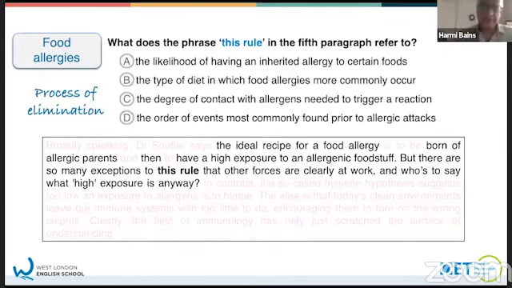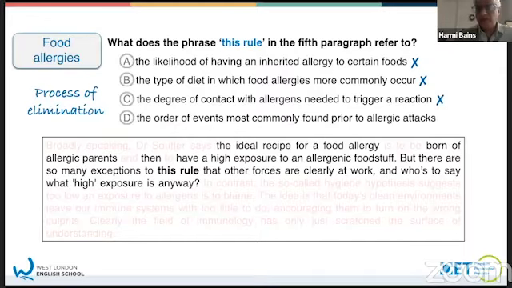I've got process of elimination again, because if you're not sure, and I think this is quite a tricky question, you can always eliminate the wrong answers. Option A talks about the likelihood of having an inherited allergy. There was nothing about a likelihood there. It didn't talk about diet in option B as well. So you can rule out option B.